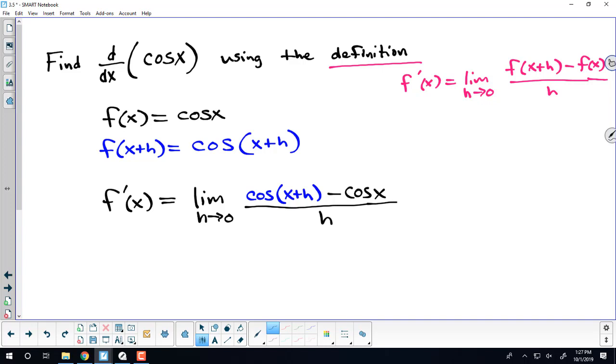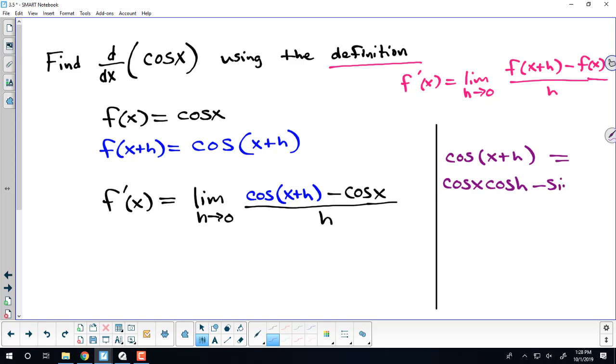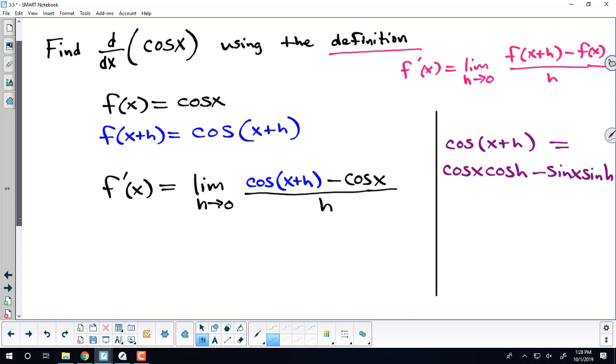So the trick to simplify this difference quotient is to remember the identity, however it was presented, for cosine of x plus h, cosine of a plus b. So that's the cosine of x times the cosine of h minus the sine of x times the sine of h. So that's how we want to rewrite the cosine of the quantity x plus h.